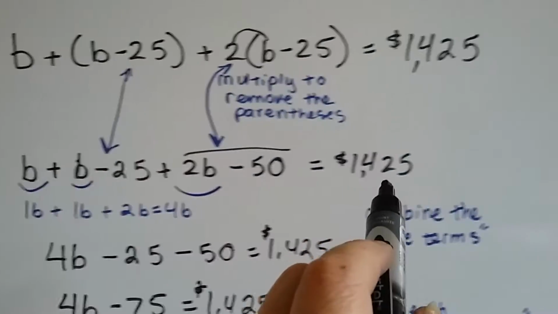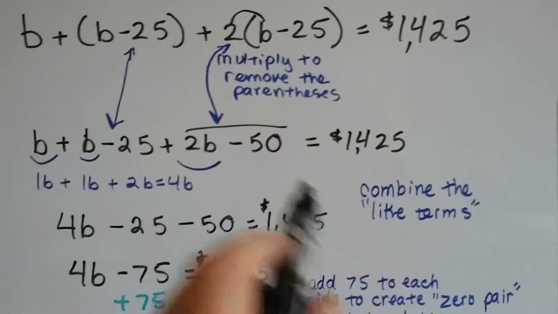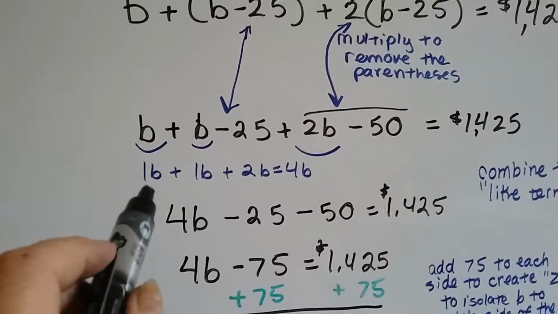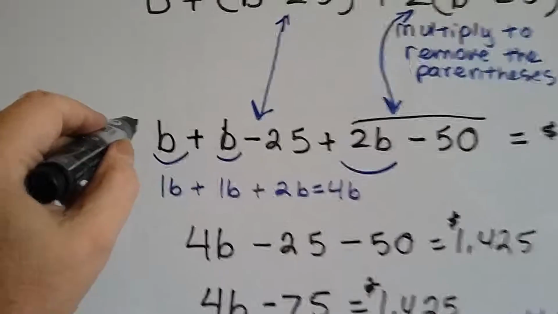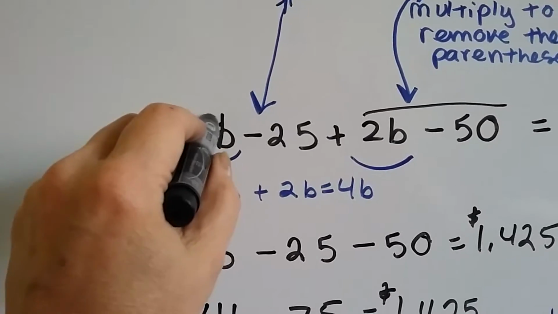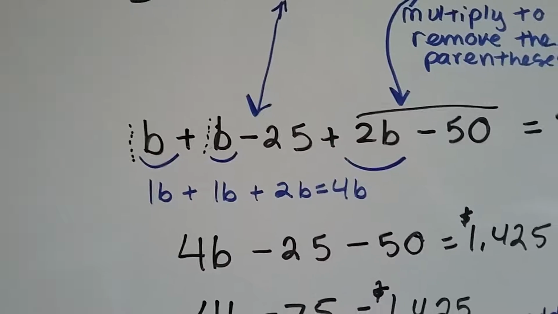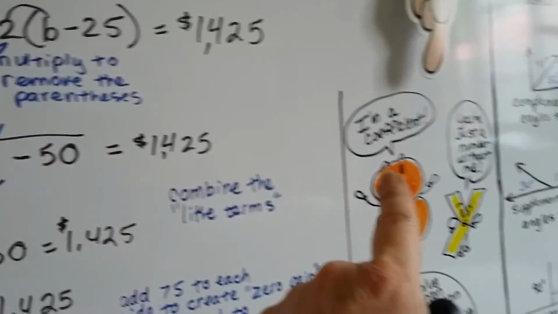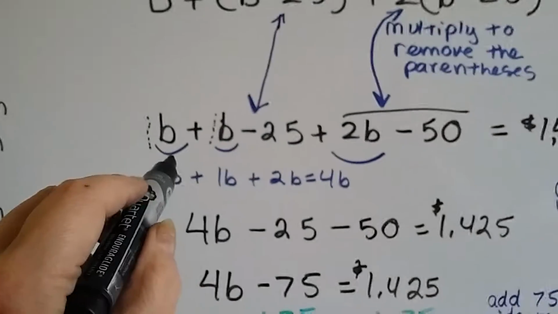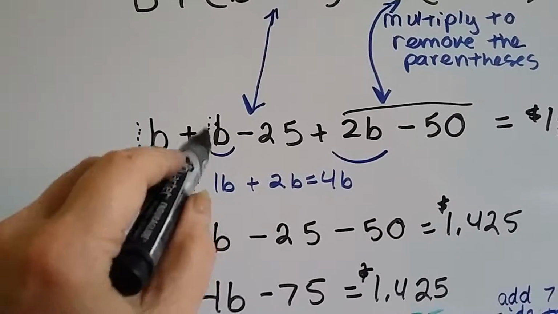Now what we need to do is combine all the like terms. We need to add all these B's together. We got B, which is 1B, right? Because we know that there's an invisible 1 in front of each one of these variables that don't have a coefficient. Remember a coefficient? It's the number in front of a variable. So if it doesn't have a coefficient, we know it's got an invisible 1, okay?